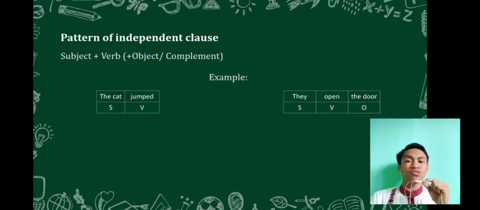Okay. And even though each of the two sentences above only consists of 3 and 4 words, we can already call them sentences. Why? Because they already have a complete thought and can stand on their own.